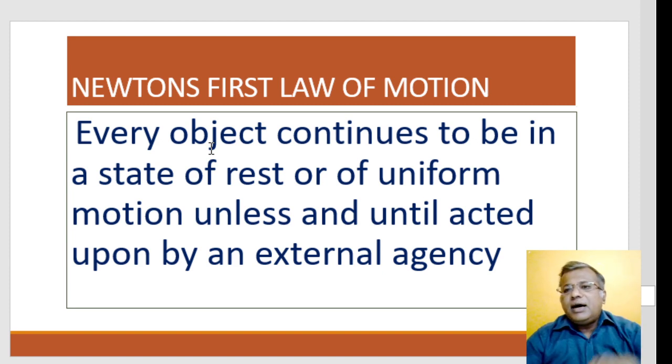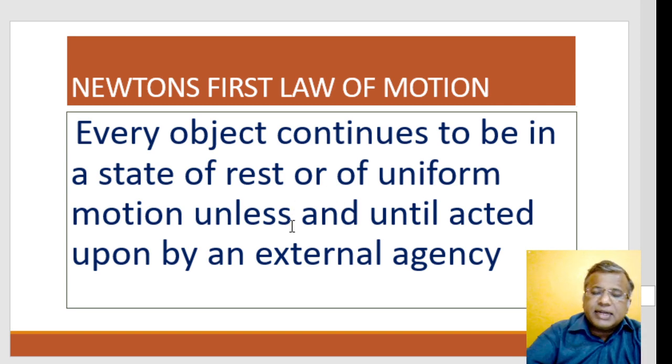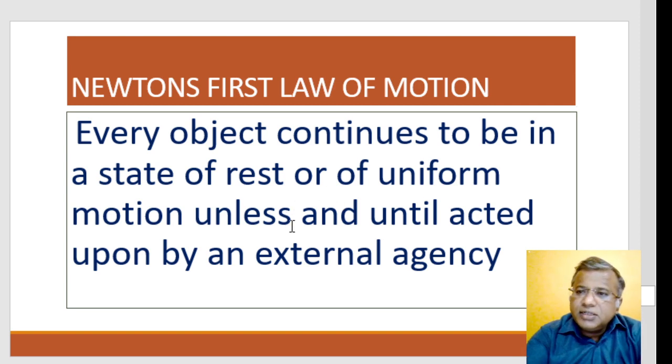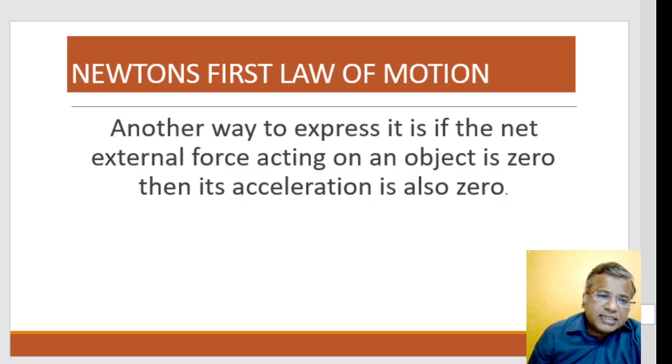So Newton's just this external agency which we are discussing here is basically today we understand it as which one? Force. Okay. So this is a statement of Newton's first law that every object continues to be in a state of rest or in a state of uniform motion unless and until acted upon by an external agency. So there is one more way in which you can understand this.